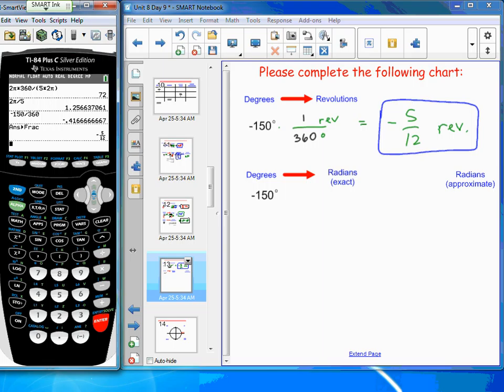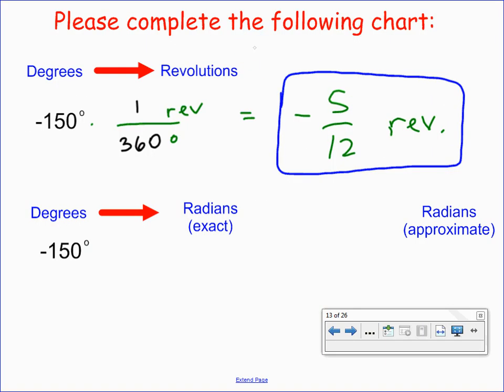And degrees to radians is exact. By golly, we can multiply by a conversion. This time, I want to go to radians. So I know in 360 degrees, that corresponds to exactly 2 pi radians of rotation. This is the one where I'm going to leave that pi out of my calculator.